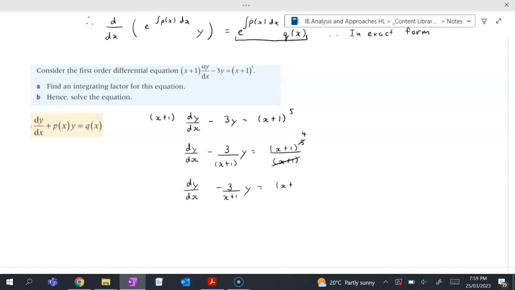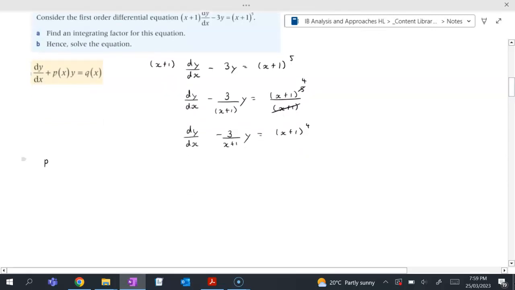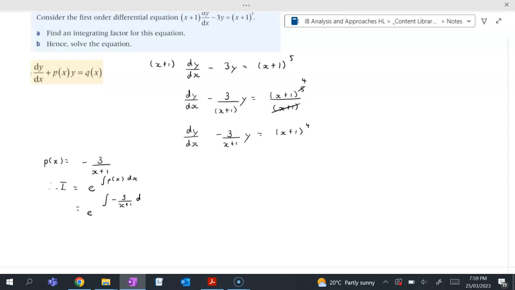Now we need our integrating factor. So what is p of x? Well, p of x is negative 3 on x plus 1. So then I, which is our integrating factor, is e to the integral of p of x dx. So it's e to the integral of minus 3 on x plus 1 dx.